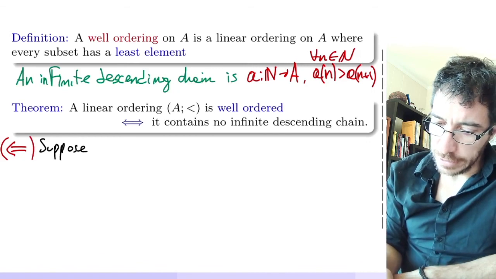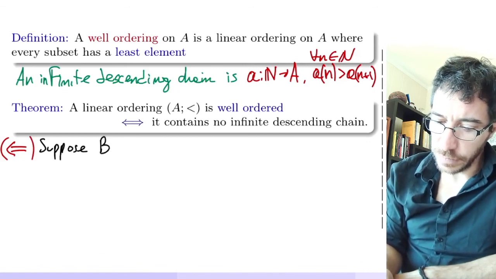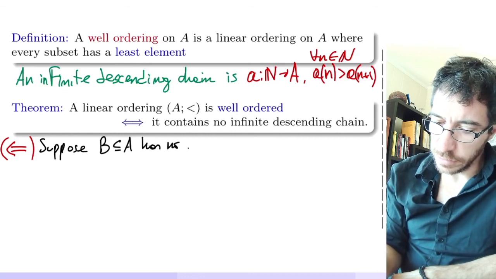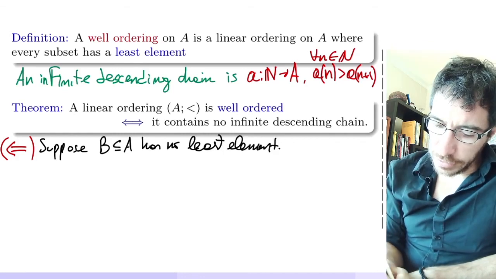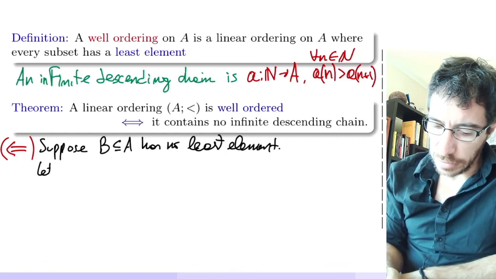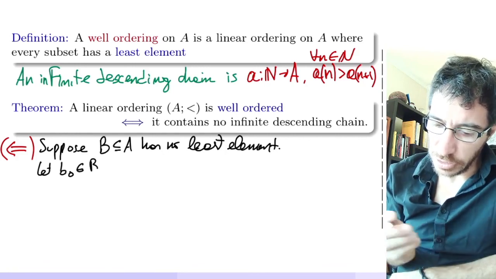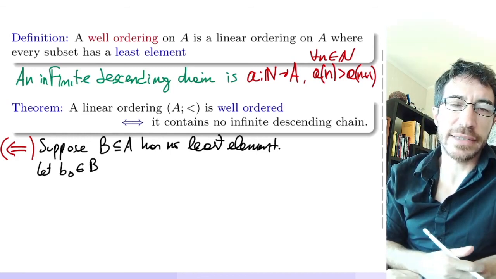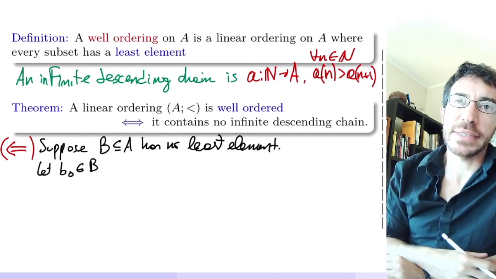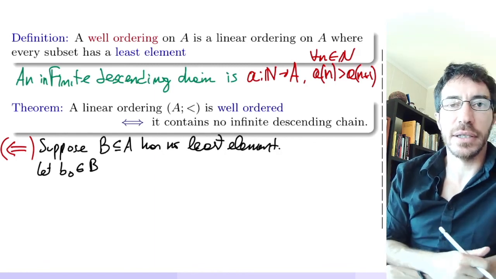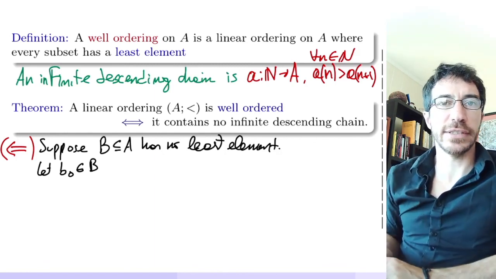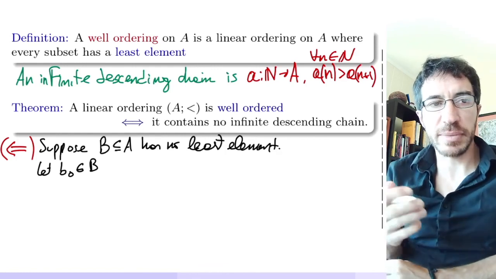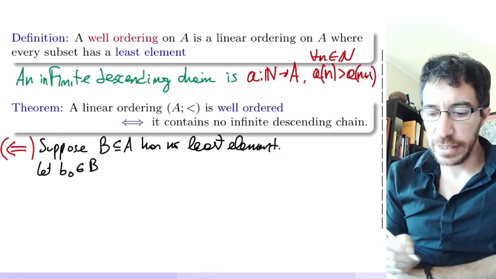Suppose towards a contradiction that B, a subset of A, has no least element. Now define a sequence as follows. Let B0 be a member of B. Of course, when we say every subset has a least element, we mean every non-empty subset has a least element. Empty subsets have no least elements. So non-empty is what you need for the definition of well ordering. So there must be some element inside. And now we're going to define a chain.